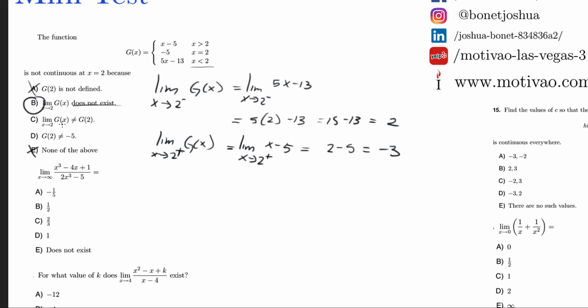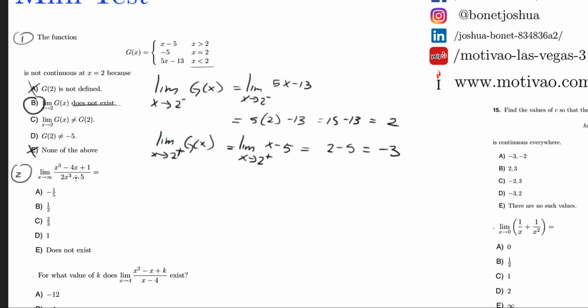Now, why is it not C? Because this is assuming that the limit does exist, but it's not equal to g of 2. But in reality, the limit does not exist because these two are not equal. Okay, so be aware of that difference. Now, this is the second one. This one was the first.